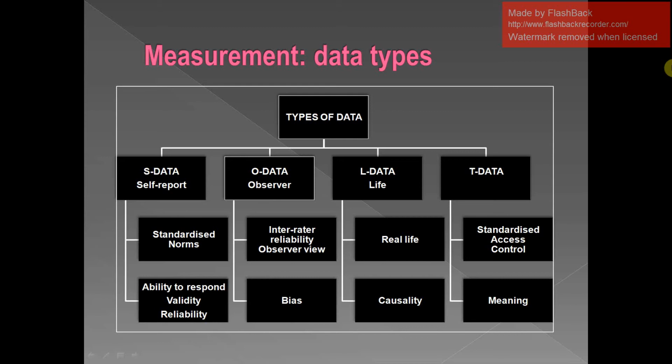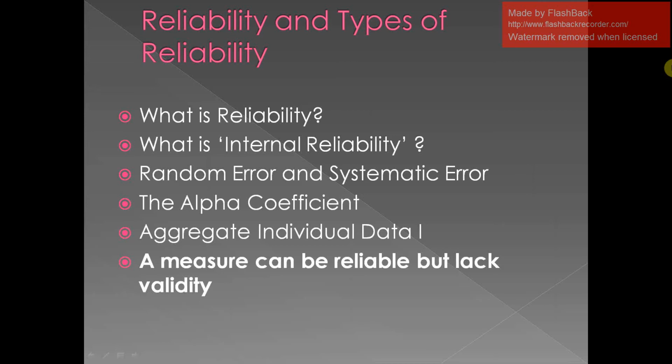where the observer describes the subject's behavior. L data is life data, and it is information about the individual's personality based on life records. Test data is T data, and it's information from standardized tests or testing situations, looking at whether different people behave differently in identical situations. So it's looking at differences in people under controlled conditions.